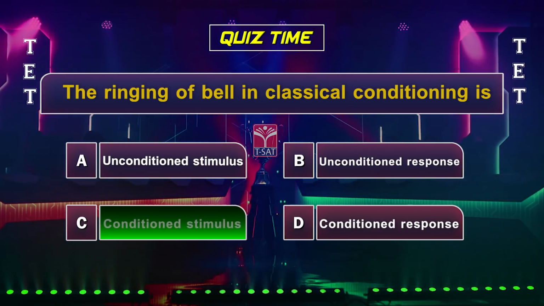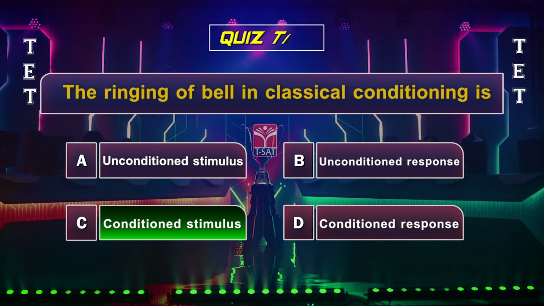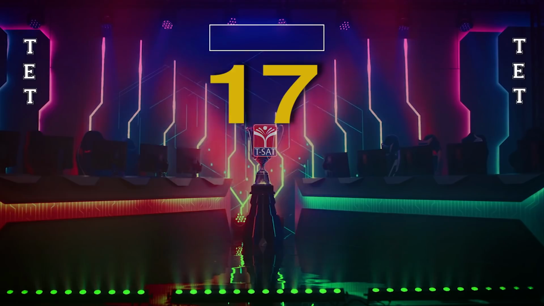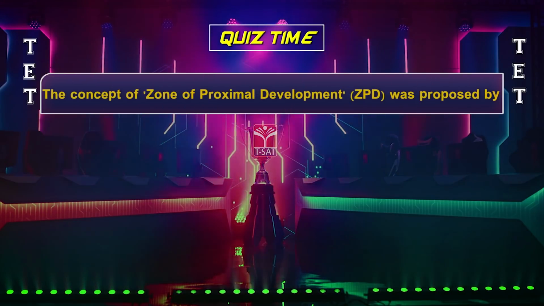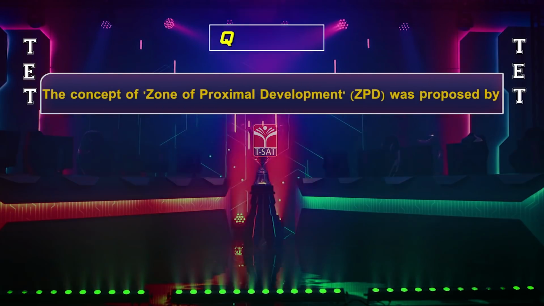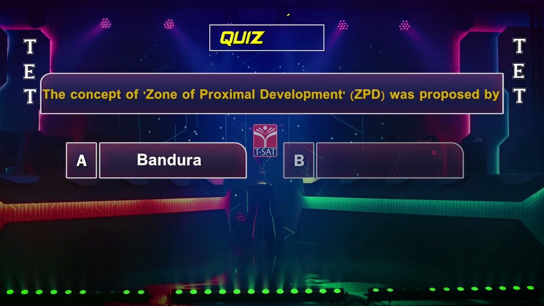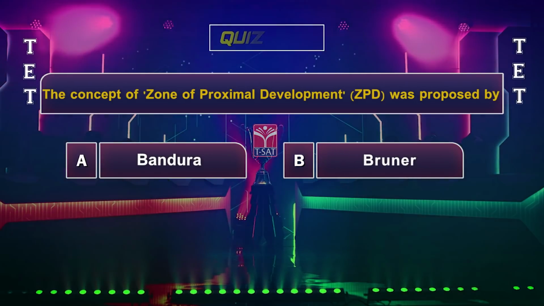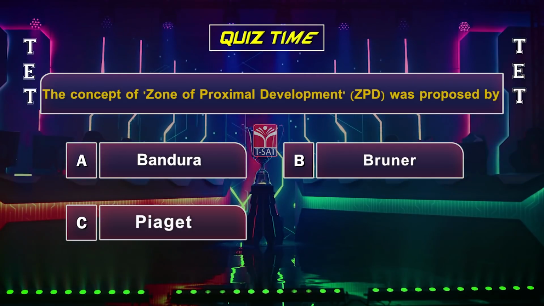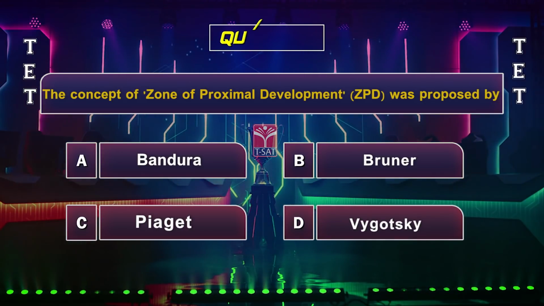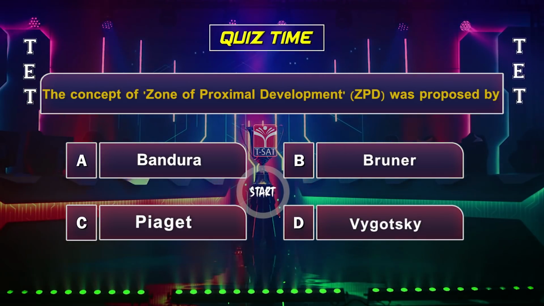The correct answer is option C, conditioned stimulus. 17th question. The concept of zone of proximal development was proposed by option A, Bandura. Option B, Brunner. Option C, Piaget. Option D, Vygotsky. Your time starts now.